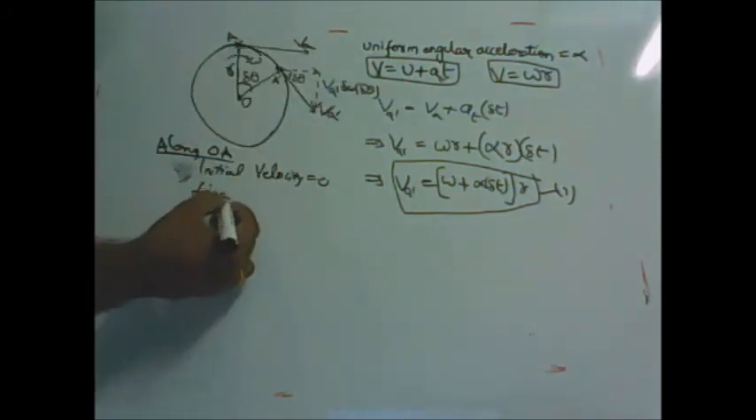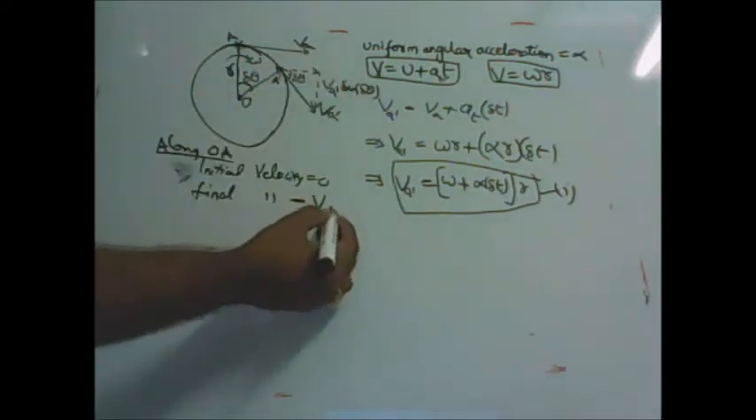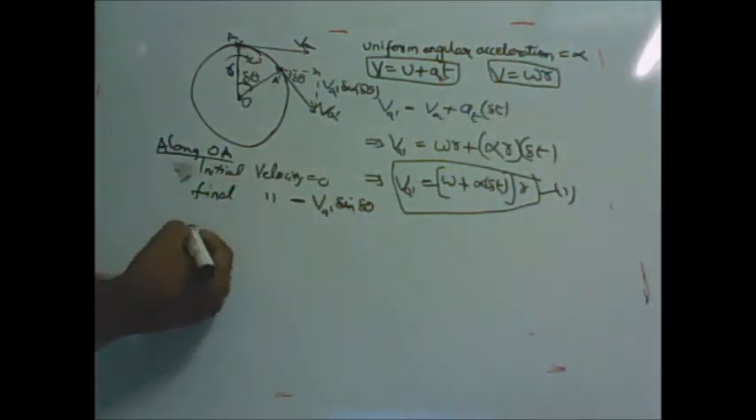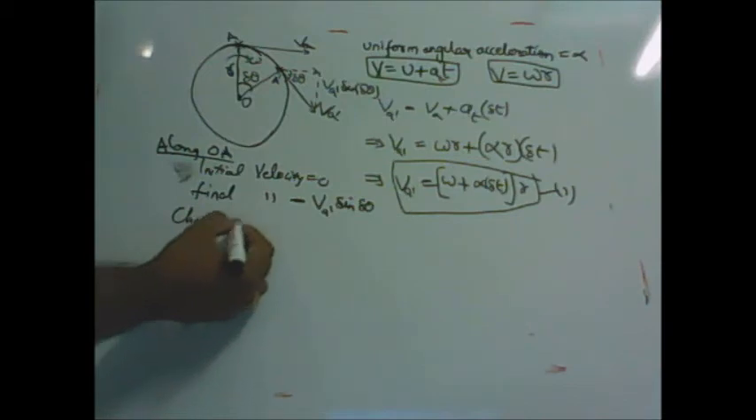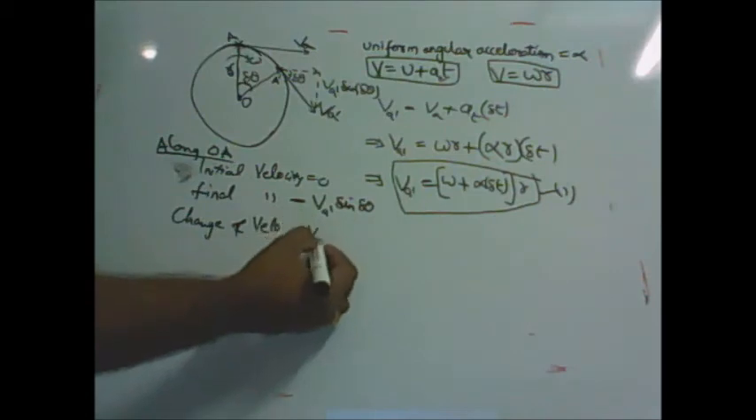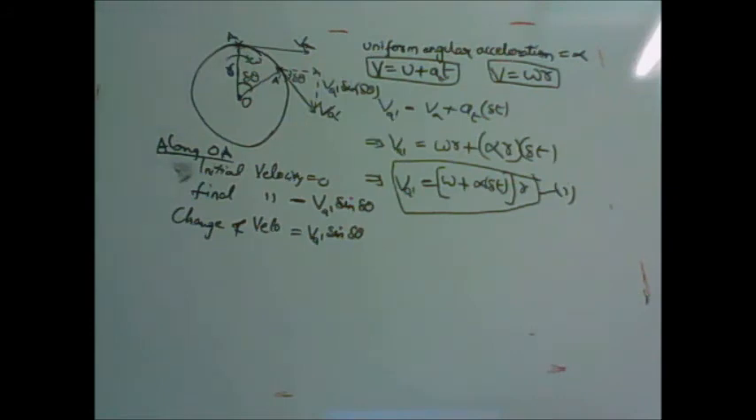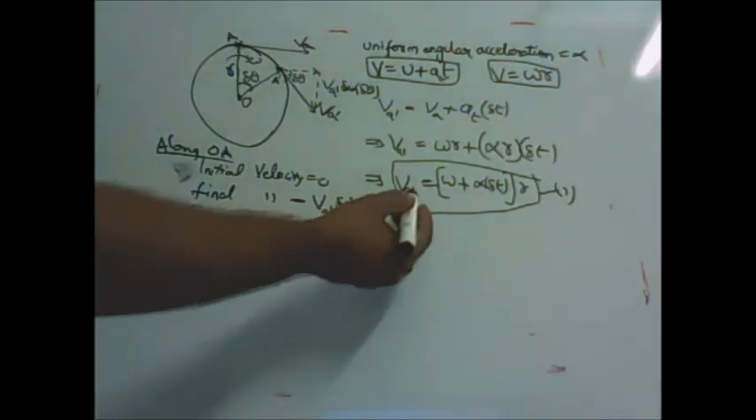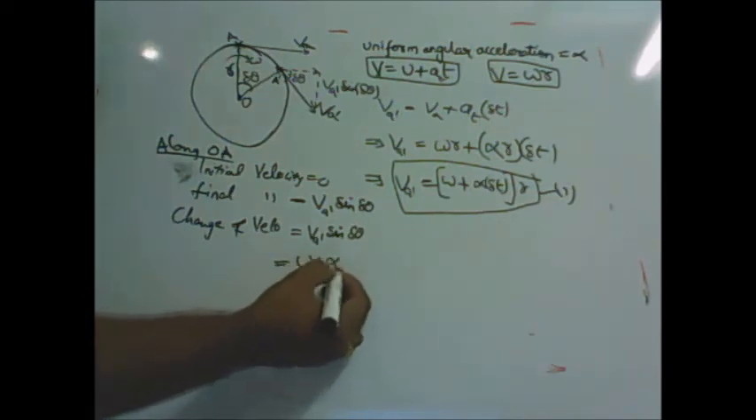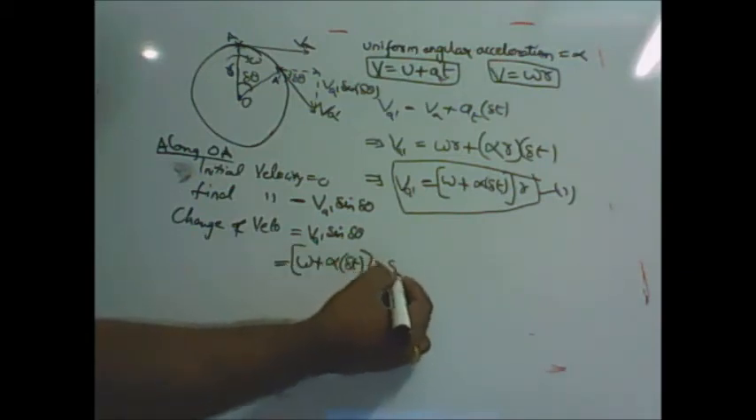Now final velocity along OA is VA dash sin delta theta. From this, change of velocity equals final minus initial equals VA dash sin delta theta. Now when we substitute VA dash from equation 1, we will get the change in velocity as omega plus alpha into delta t, into r, into sin delta theta.